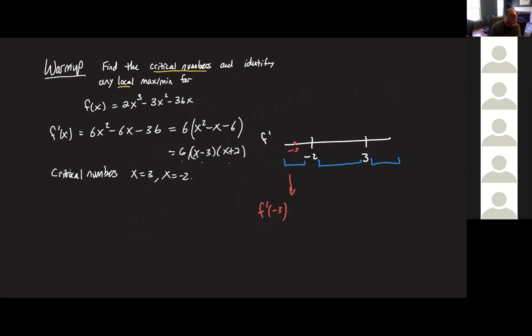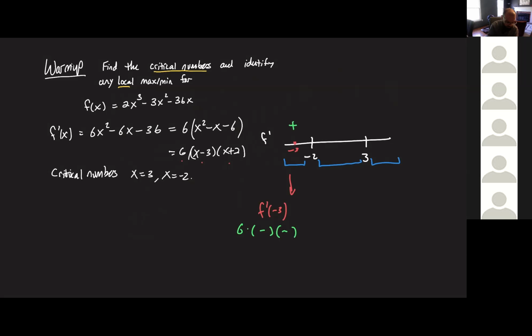Over here, what I'm going to get is 6 times, well, if I plug in -3 minus 3, that's a negative number. And then -3 plus 2, that's also a negative number, right? So I'm going to get 6 times a negative number times another negative number, which means that this is a positive number. And I don't actually care about what the number is. I just care about, is it positive or is it negative?